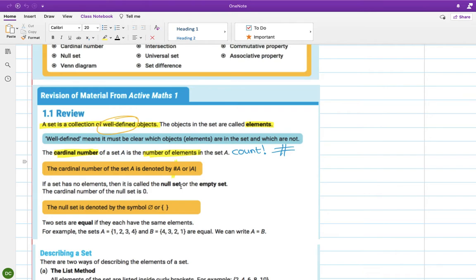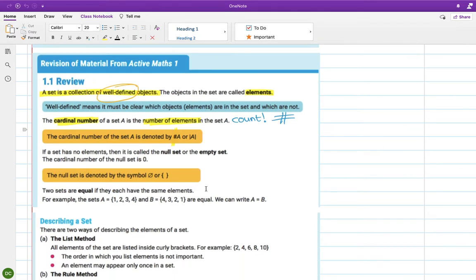Okay, so if you see that hash symbol, that means you count the numbers or the elements. And if a set has no elements, it is called a null set or an empty set. And the symbols for that are listed below as well. So you literally just draw your curly brackets empty, or the other way is like that. So there's 2 symbols for a null set.